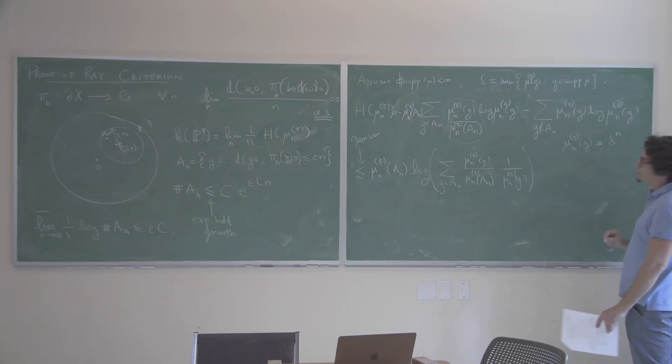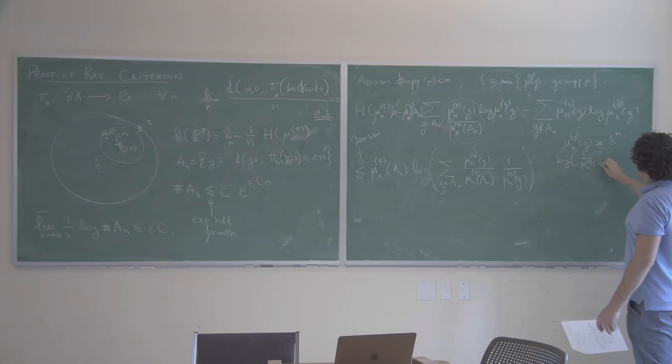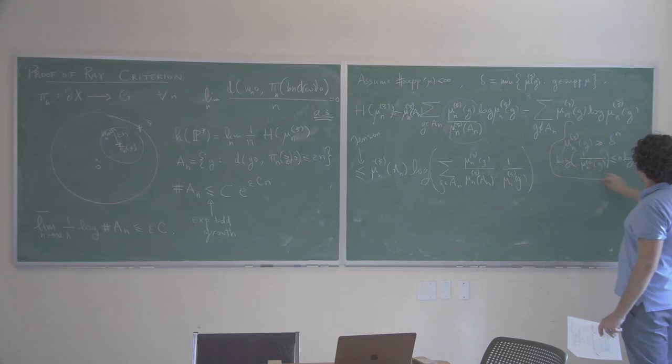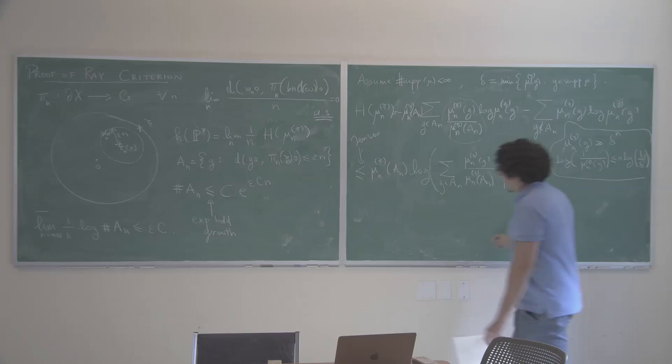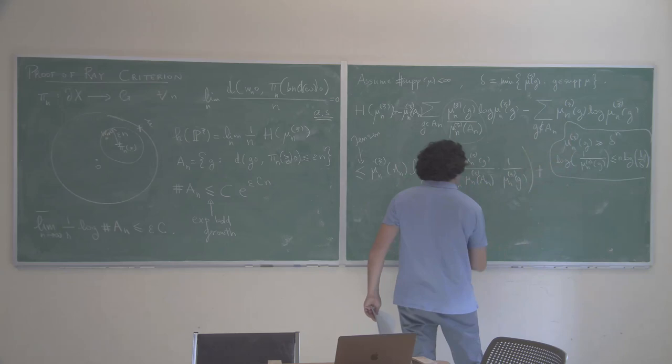And so we get log of 1 over mu_n psi(g) is at most n log 1 over delta. Okay, so this is the usual tail calculation. So we have this one plus what? Well, each term is like that, that's the sum. So this is like mu_n of A_n complement times n log 1 over delta.